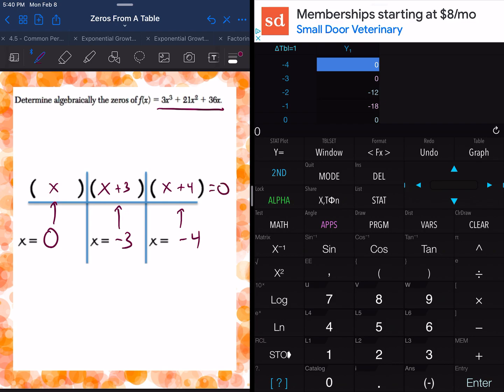So if they ever ask you to find the zeros, use the calculator. It makes things so much easier. And if they ask you to do it algebraically, just lie. Just pretend you did it with the factors, even though you got these from the calculator and then worked backwards to get your factors.